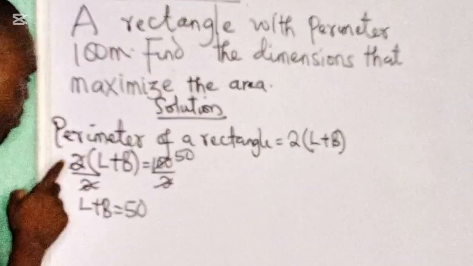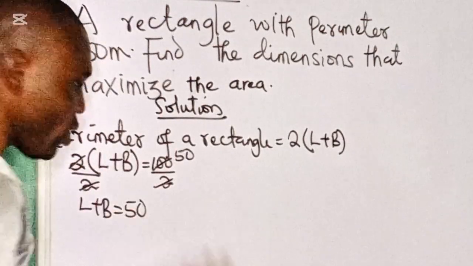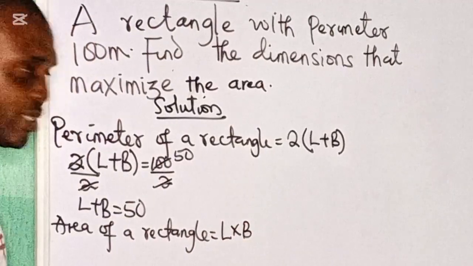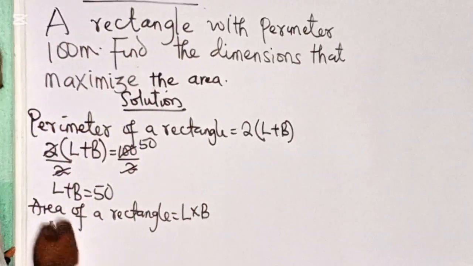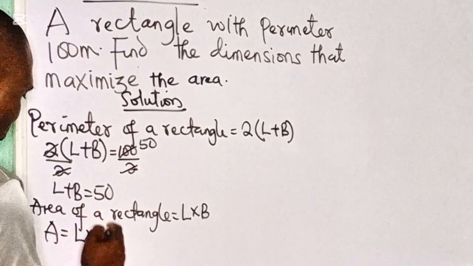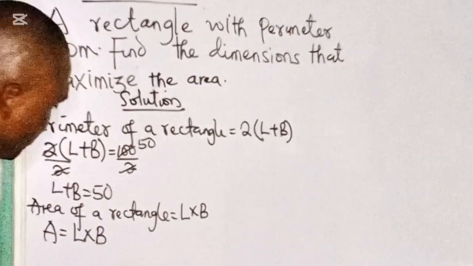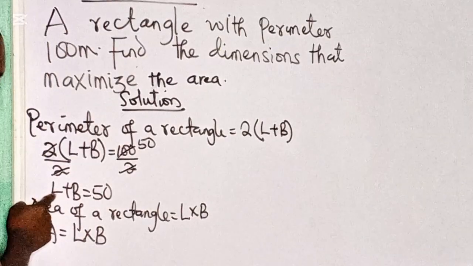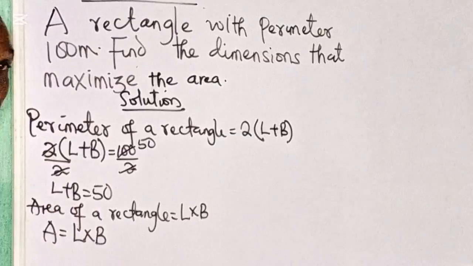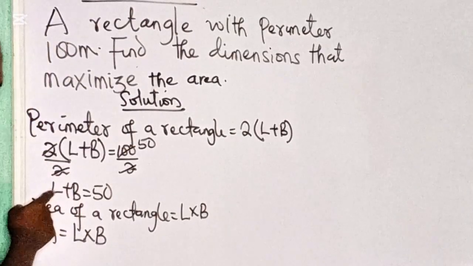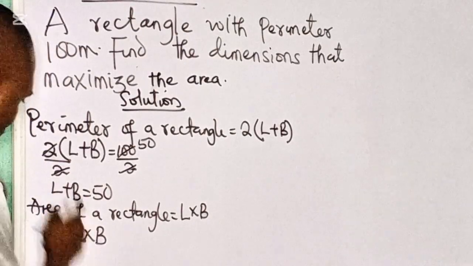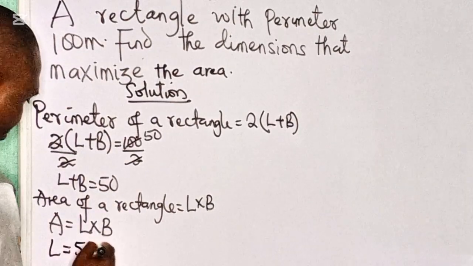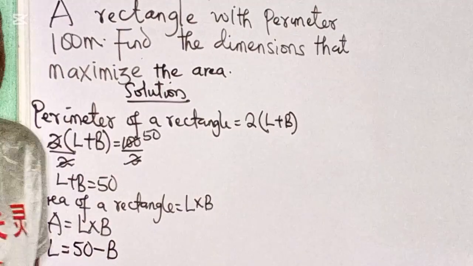Good. Now, based on what we are having here, what is the area of a rectangle? Length times the breadth. Am I communicating? So A is equal to L times B. Now, from what you are having here, I can either decide to make L stand alone or make B, which is the breadth, stand alone. Now, if I decide to make L stand alone, it's going to be L equals 50 minus B. Is that clear?